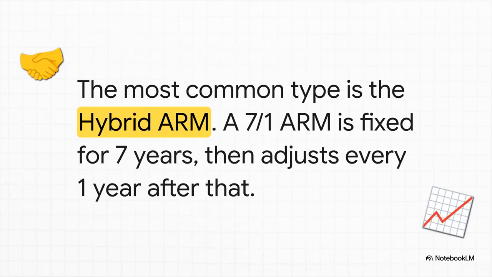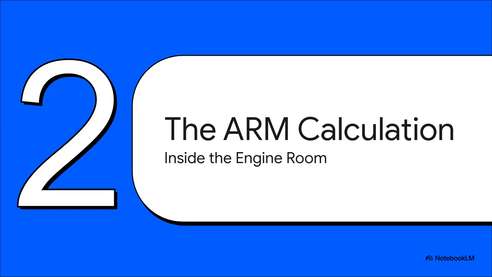Now, the type you're going to run into most often is called a hybrid ARM. And the cool thing is, the name tells you everything you need to know. For example, a 7/1 ARM means the rate is fixed for the first 7 years. Then, after that, it adjusts once every 1 year. See? Simple. So how does that rate actually adjust?